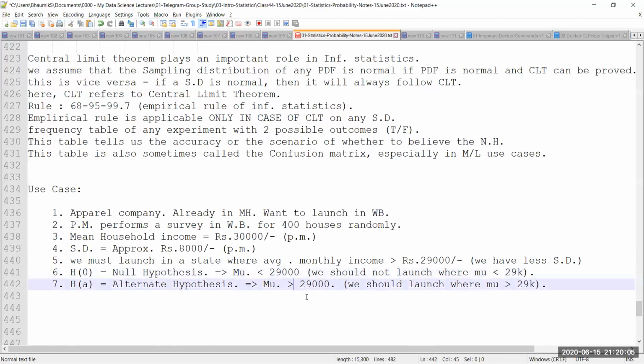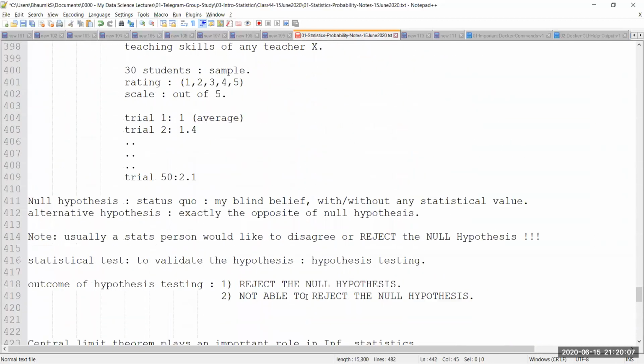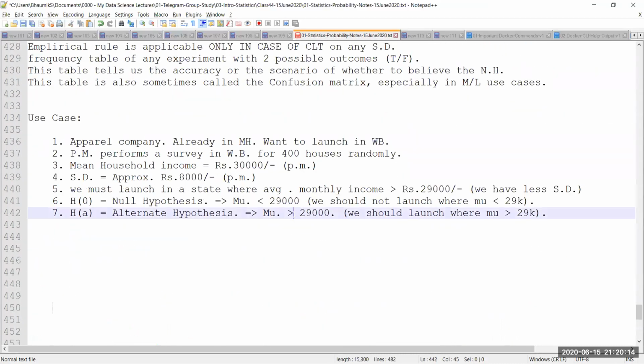Now there is a problem. By the definition of hypothesis, we have already seen that the alternate hypothesis has to be an exact opposite of the null hypothesis, which means if this is less than 29,000, this should be greater than or equal to. It can't be greater than. It must be greater than or equal to, because that is the exact mathematical opposite of being less than. Right? This absolute value of 29,000 has to be considered, right?